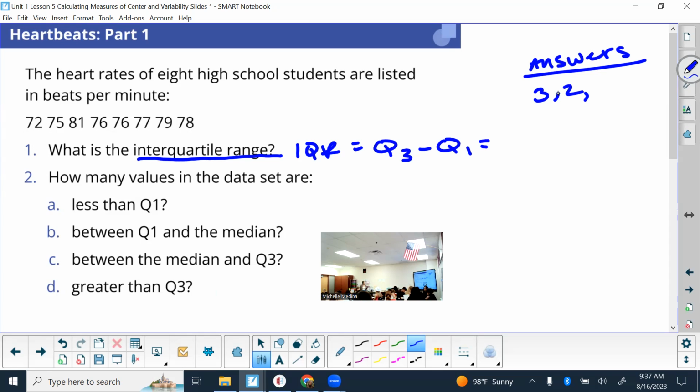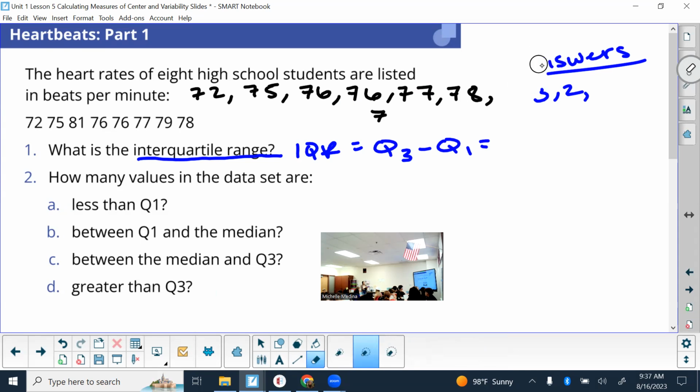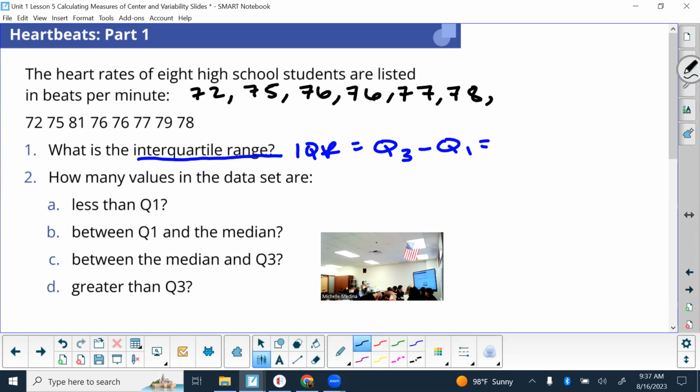So let's go over it. Does order matter when you're identifying your Q3 and your Q1? Yes. So I think that's what we did last time. Let me just copy it over again. Let me know if I missed a number. And before you find your Q3 and Q1, what do you have to find first? Your median of the whole thing. So what was my median of the whole thing?